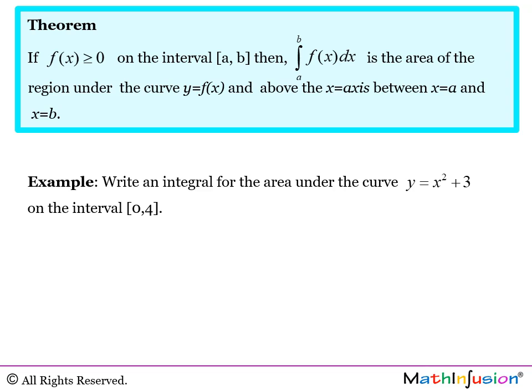First of all, we are going to use the theorem to write an integral for the area under the curve y equals x to the power of 2 plus 3 on the interval [0, 4]. When I say under the curve, I mean also above the x-axis. This function is always above the x-axis, which means that f(x) is strictly greater than 0. That's why I can use this theorem with a equals 0, b equals 4 to get that this is the area. So in this case we get the definite integral of x to the power of 2 plus 3 dx between 0 and 4.